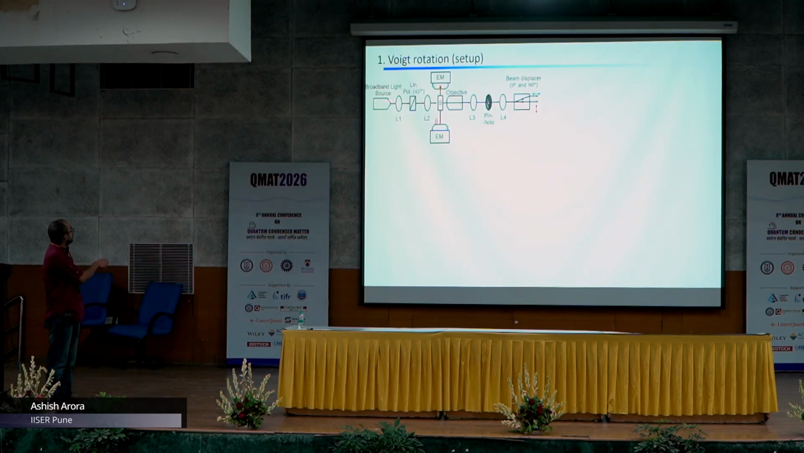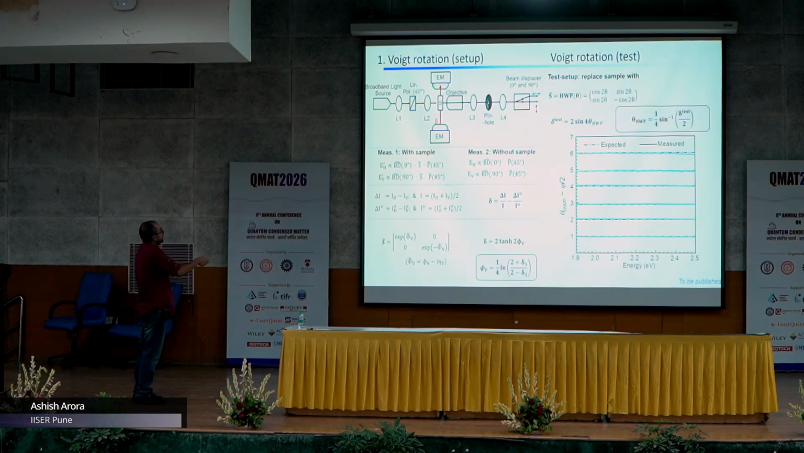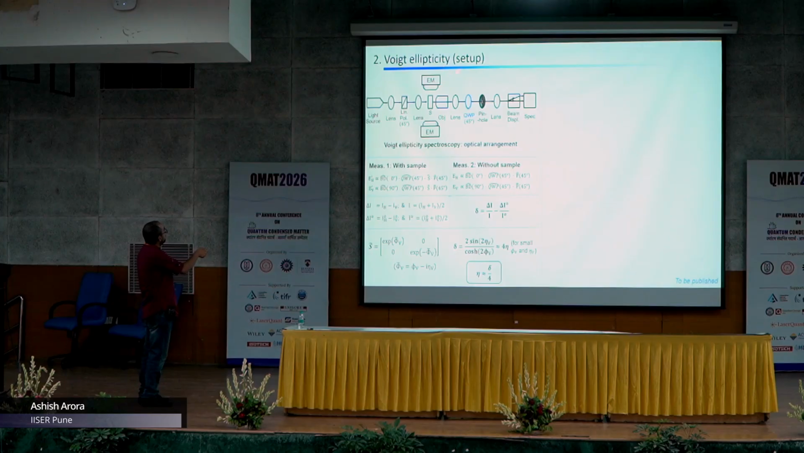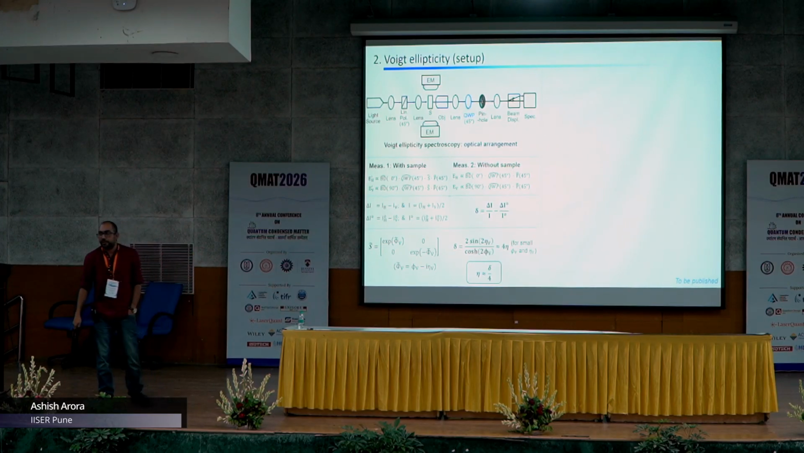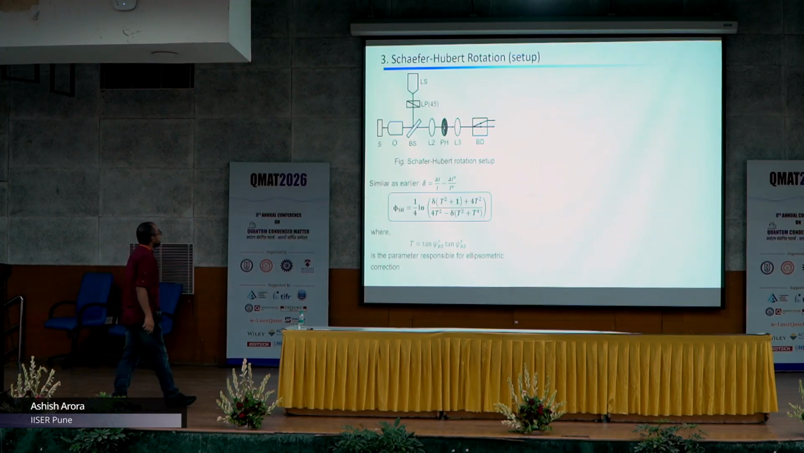Similar things, Voigt rotation, again beam displacer with some components, make 2 measurements, and check if the setup works by replacing the sample with a half wave plate by introducing a rotation yourself. Well, it works. I will just flash, all 4 setups work essentially. Again, Voigt ellipticity, you need an extra quarter wave plate. The formula is different for finding ellipticity. Again, replace sample with a quarter wave plate and a half wave plate, and we should be able to measure ellipticity, and it works. Expected and measured are the same.